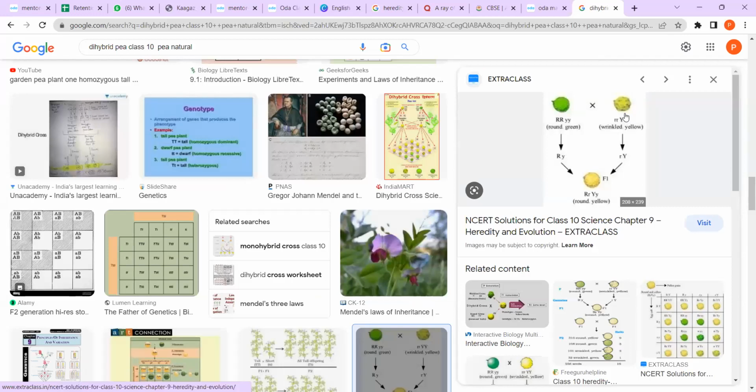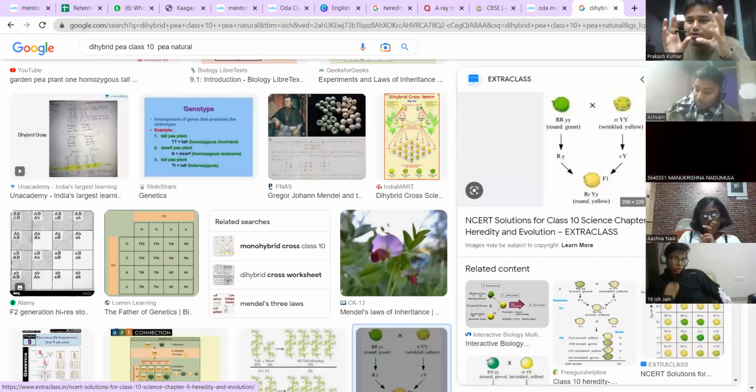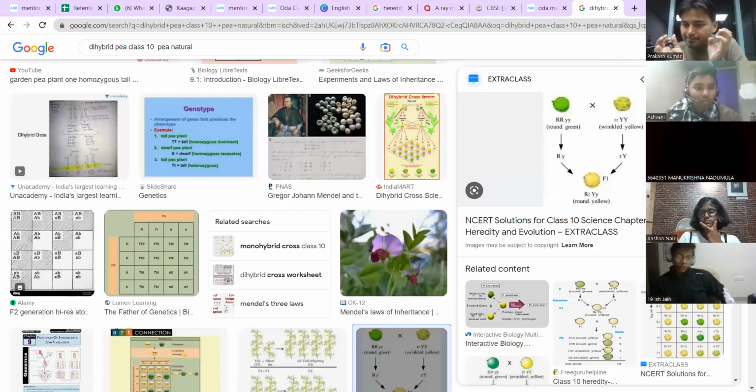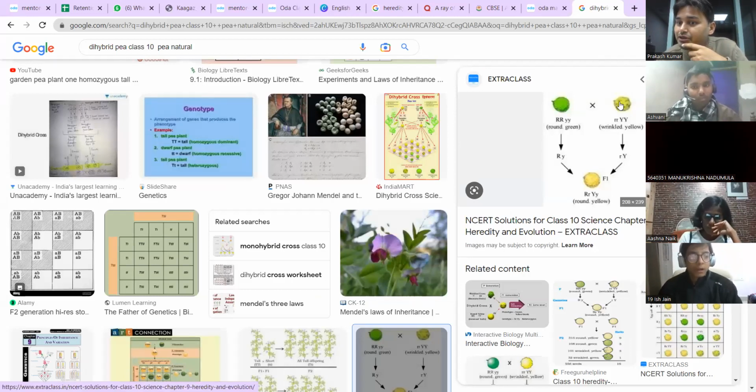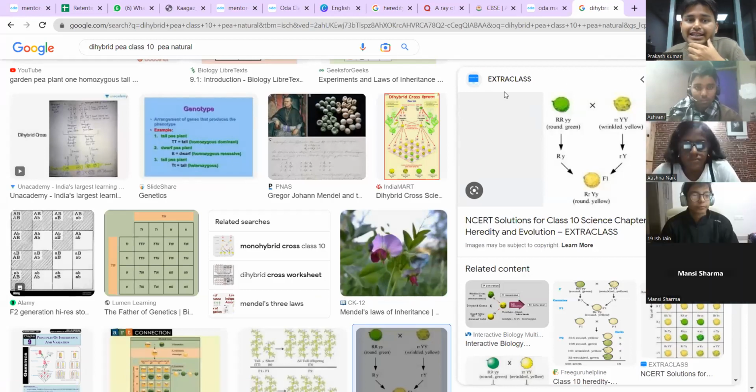You can see this one is wrinkled, something like झूरिया, right? Somewhat like पचका ऐसा कुछ है, right? So this one is wrinkled shape. ठीक है ना? This one is wrinkled, this one is round, and one is green and one is yellow.